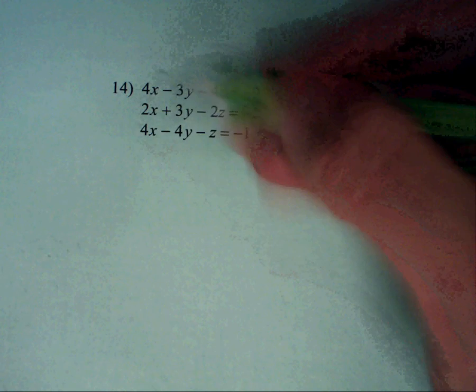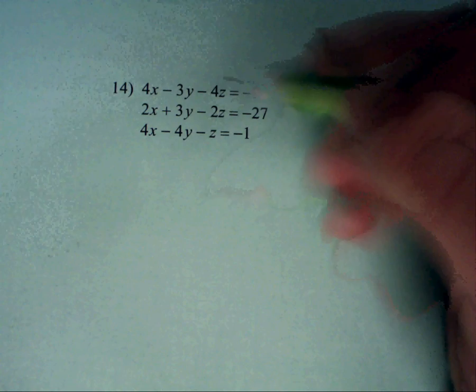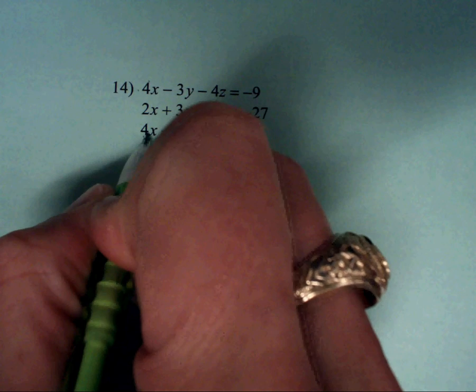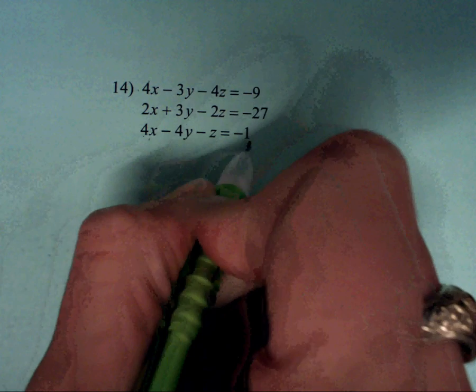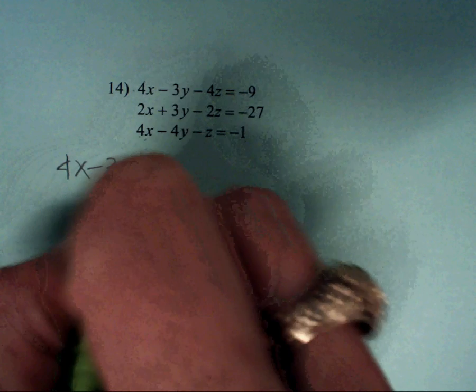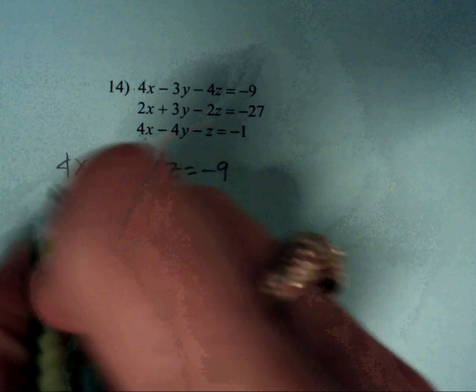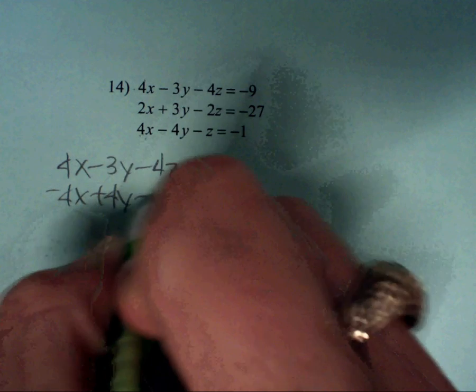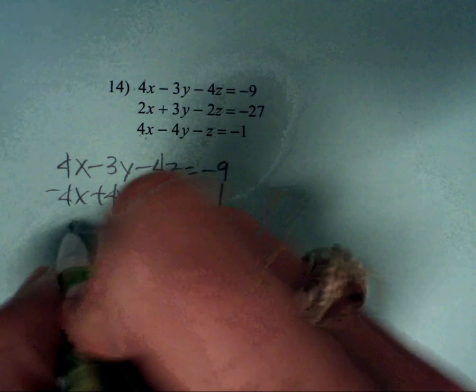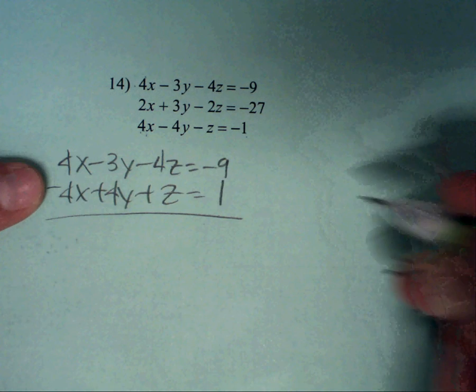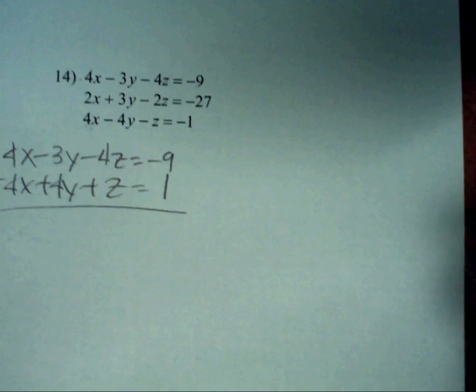So for instance, I like eliminating the x's here. You could pick the y's, you could pick the z's, it doesn't matter. So I'm going to pair together the first and the third. Now obviously these don't cancel like that. The x's don't, but if I change all the signs to one of the equations, so I'm going to leave the top one alone. I'm going to change the signs in the second equation, or the last equation, to negative 4x plus 4y plus z equals positive 1.